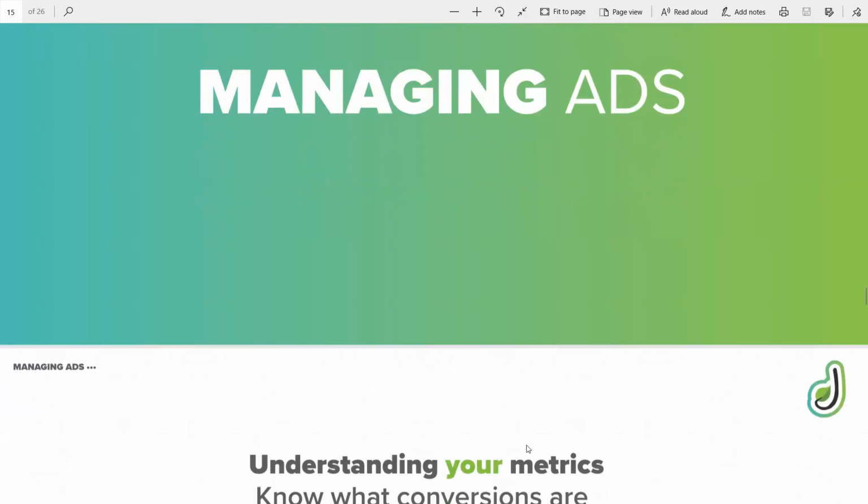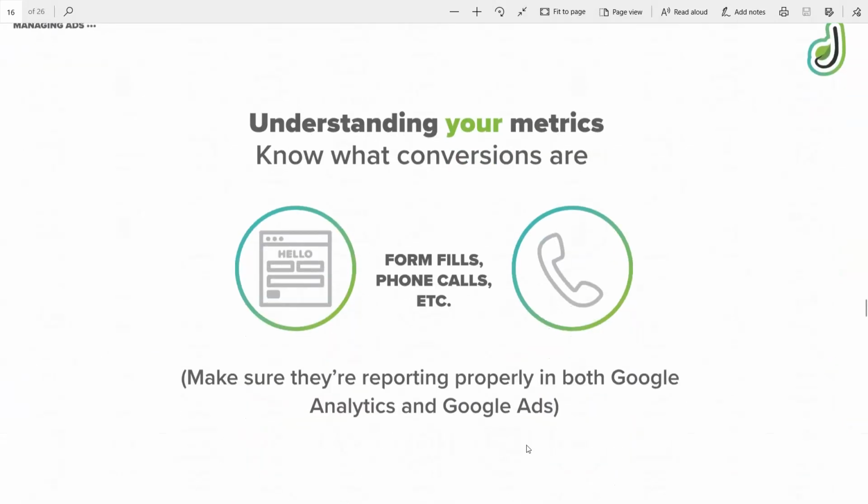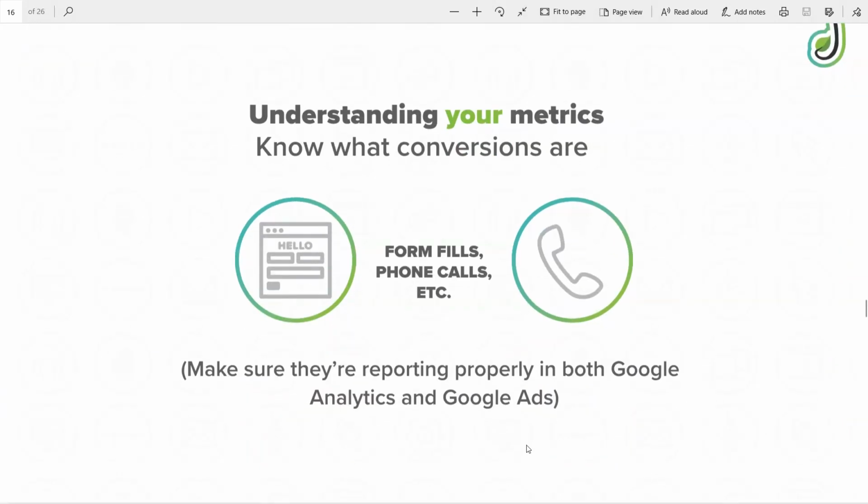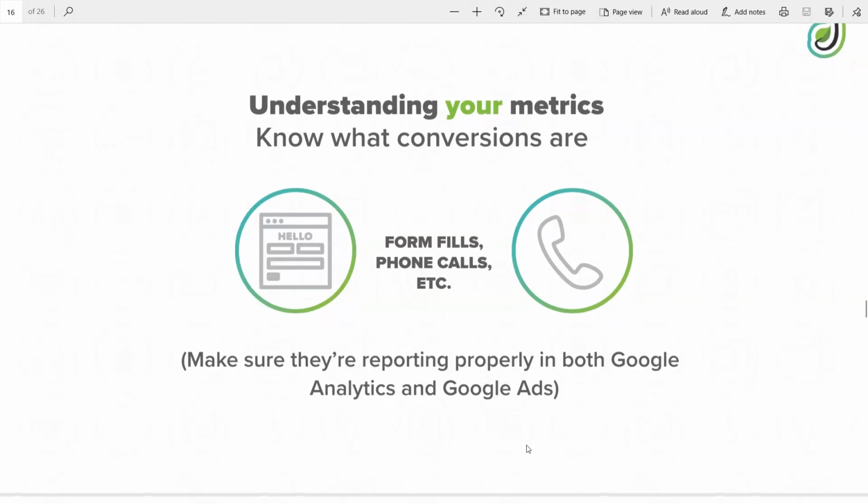Which is kind of what we're going to talk about now. I won't go too far into the weeds with this, but a few best practices for understanding the management of your ads, whether it's something that you're doing yourself or someone else is doing and you have to review the performance. Know what your conversions are. Understand your metrics, what you're actually looking at.